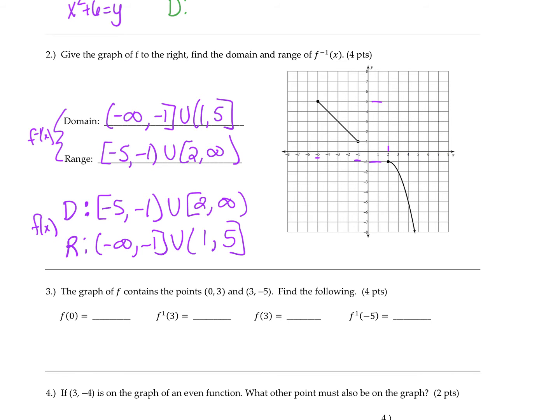So this question was also worth 4 points. So 2 points for the domain, 2 points for the range. I would take off half points if I didn't have the correct numbers in each spot. I would take off half points for each notation, so making sure we have round brackets and square brackets in the correct spots.